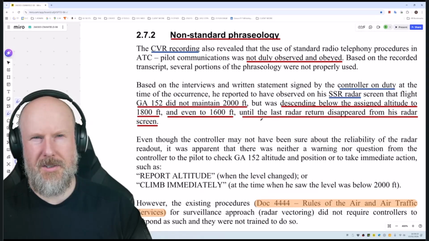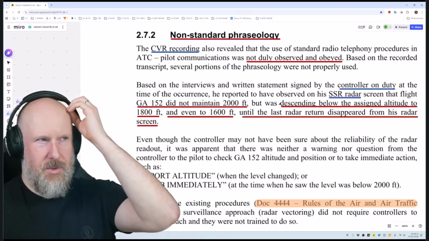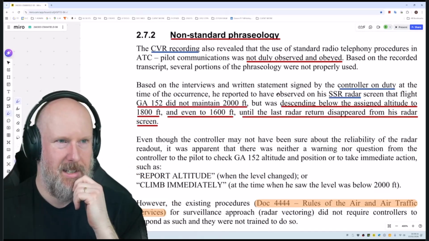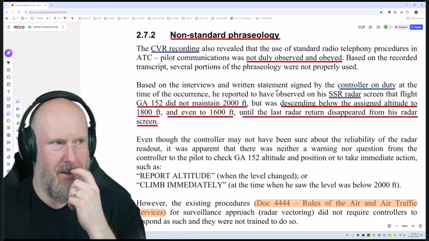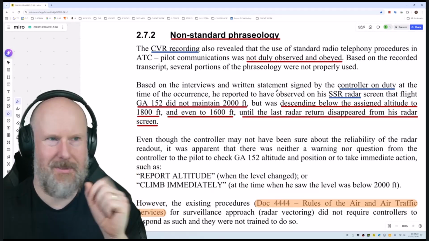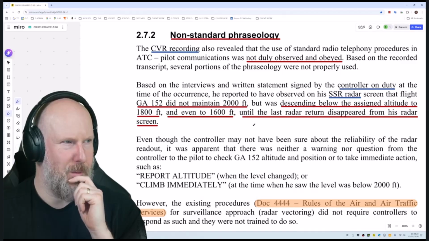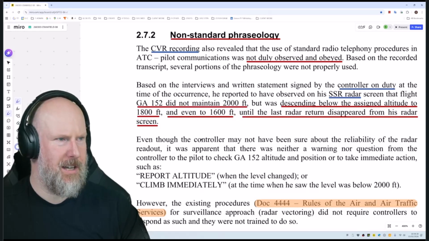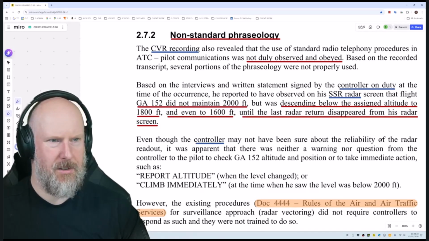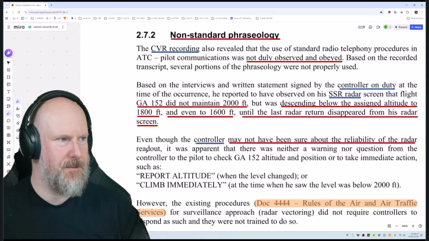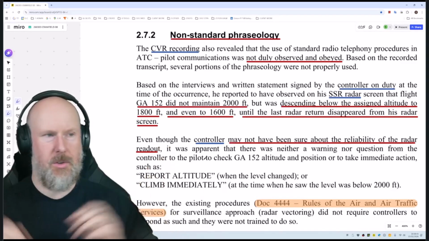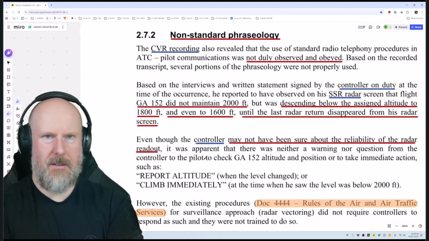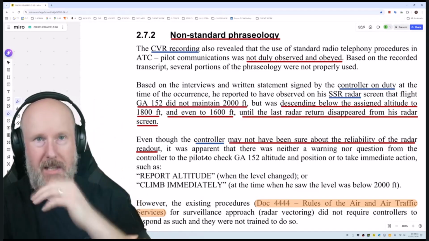So in my mind there's two distinct topics there. One is providing instructions using standard phraseology, and one is about the control of the aircraft and it going below 2,000 feet. For me, they're two distinct topics. I'm not sure why that's mentioned there, but anyway, even though the controller may not have been sure about the reliability of the radar readout. So from a mental model perspective, the controller is saying they weren't sure about the reliability of the radar readout, so I suppose there's potential that it could be misreading height, maybe, I don't know.